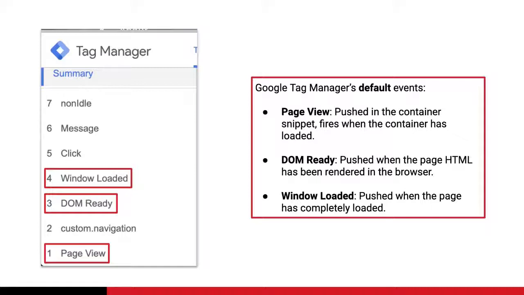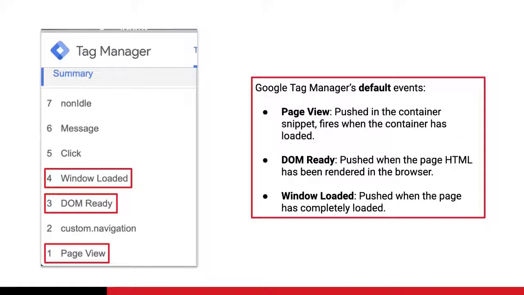The page view event is pushed in the container snippet itself, and it fires as soon as the container has loaded. It's very often the very first thing that is pushed into data layer, so it should almost always be with number 1 in this list of items. But there's nothing stopping you from adding stuff into data layer before the container snippet, for example, an enhanced e-commerce object, in which case that object would actually have number 1 and page view would be number 2.